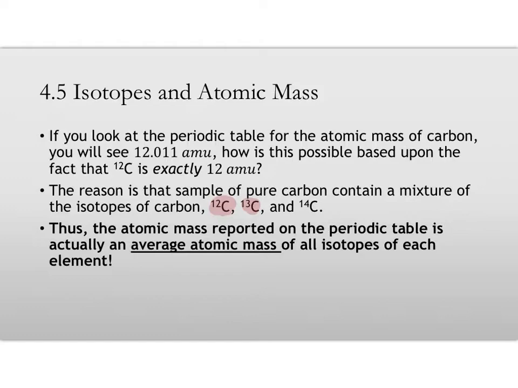So thus, the atomic mass reported on the periodic table is actually an average atomic mass of all isotopes of each element. So for carbon, it's not going to say 12 because it's an average of the 13 and the 12. Now, if they had 50% of the atoms being carbon-12 and 50% being carbon-13, then it would be 12.5. Since the actual atomic mass of carbon is 12.011, you can see that most of the carbon atoms are going to be carbon-12.